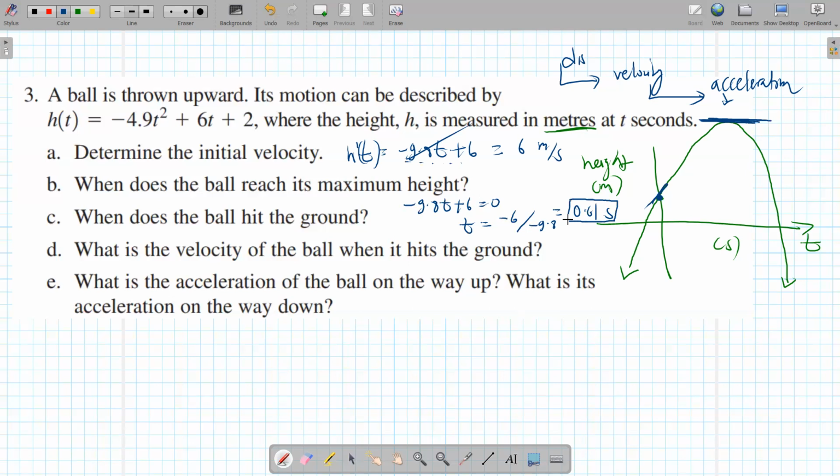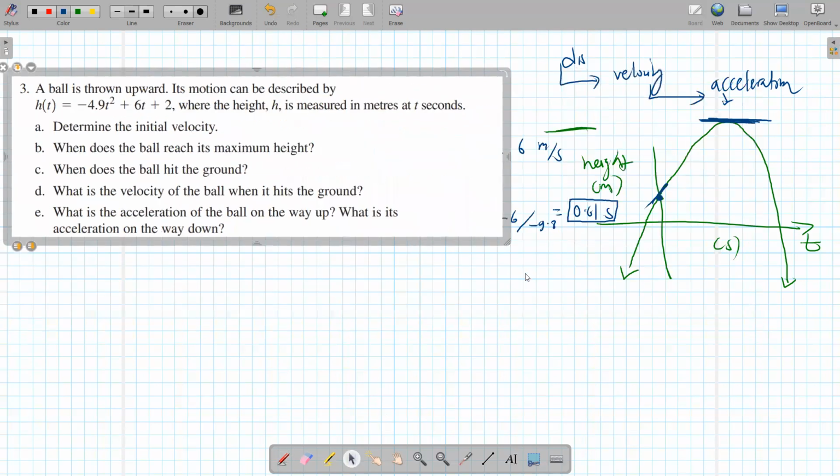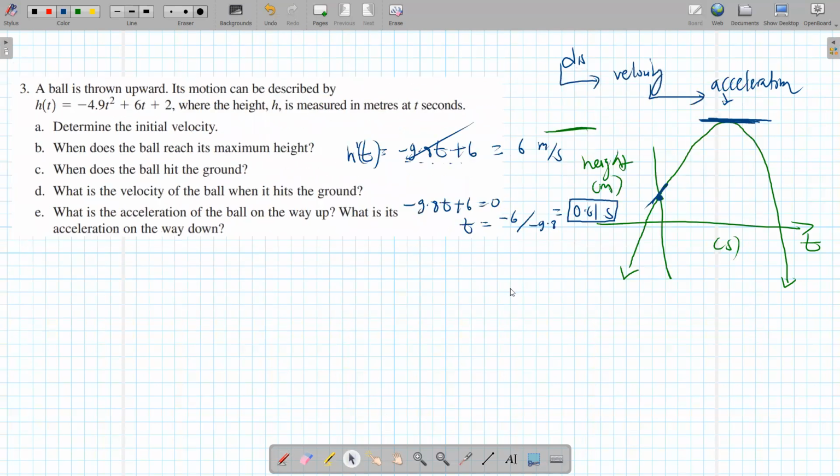C, when does the ball hit the ground? There's two ways to do this. You can use the quadratic formula to find the x-intercept. I guess that's the only way to do this. Yep, that is the only way to do this, unfortunately. I was trying to be cheeky, but it doesn't work for this question.